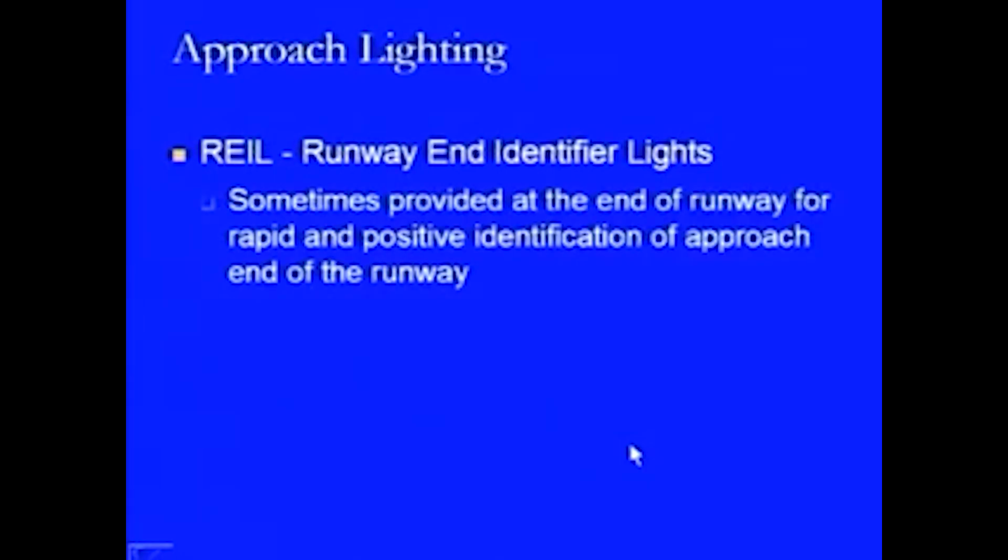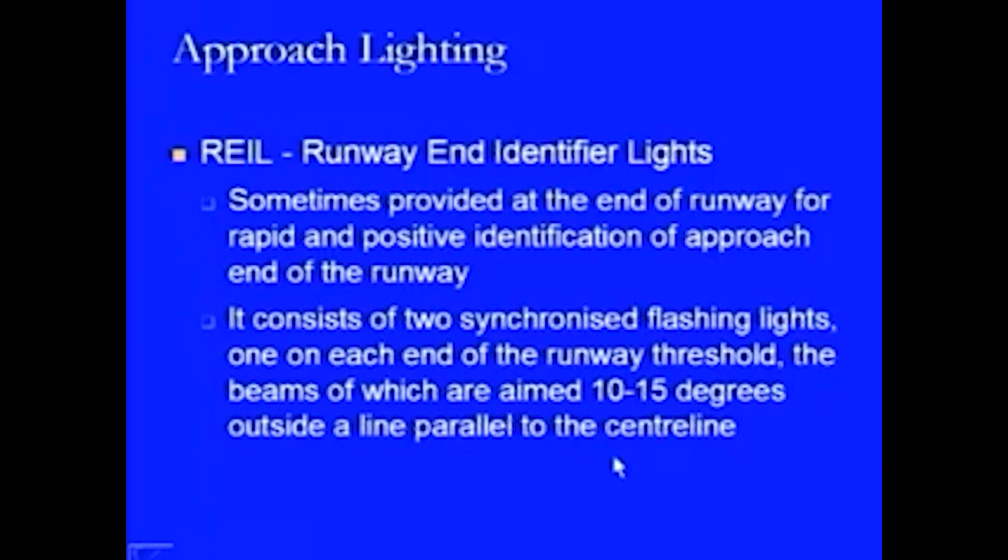Then another system, as we have seen, is the runway end identifier light system, also termed REIL. Sometimes they are provided at the end of the runway for rapid and positive identification of the approach end of the runway strip. That is the reason they are generally provided, and it consists of 2 synchronized flashing lights, one on each end of the runway threshold, the beams of which are aimed at 10 to 15 degrees outside the line parallel to the center line.